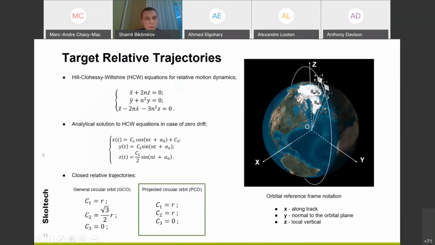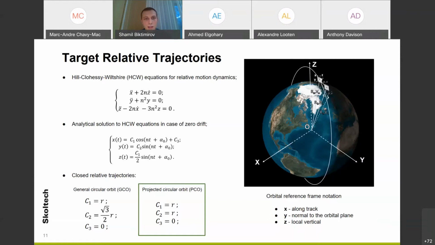Then let's move on to designing the orbital configuration. We already selected the target orbit. To define the orbital configuration, we should think about relative motion. And for this purpose, let me first explain what orbital reference frame we use. The z-axis is aligned with the local vertical, the x-axis is along track, and y is normal to the orbital plane of the target orbit.